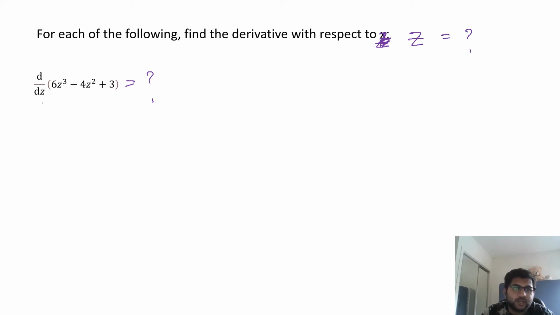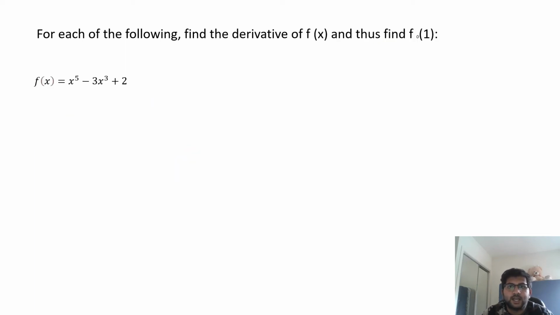So take the 3 to the front here, so it's going to be 3 times 6 is 18, z squared, minus 4 times 2 is 8, z to the power 1, and for the 3, derivative of a constant is 0, so this is correct. So we do that, and the next one.